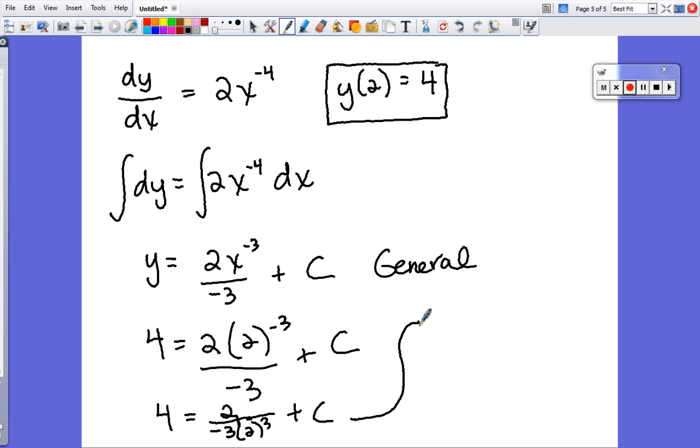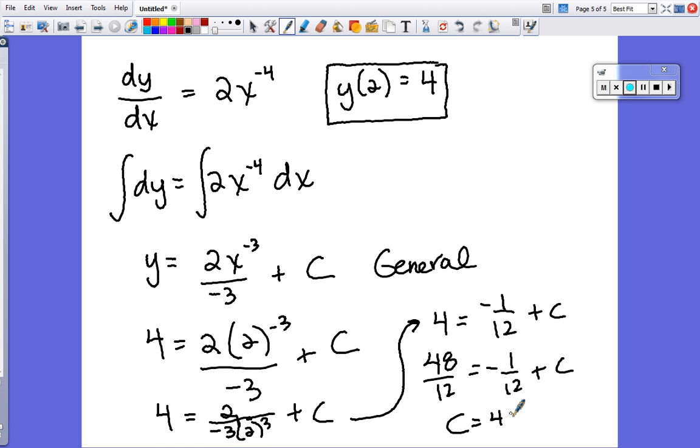I'm going to draw a little arrow up here just so I can finish my math. So 4 equals, or my arithmetic, 2 times 2 is 4, 2 4s are 8. This ends up becoming 2 over negative 24, or negative 1/12 plus c. And then I add 1/12 to both sides. In order to do this, I need to turn this into 48/12 minus 1/12 plus c. And we end up getting c equals 49/12 as our c value, our constant of integration.